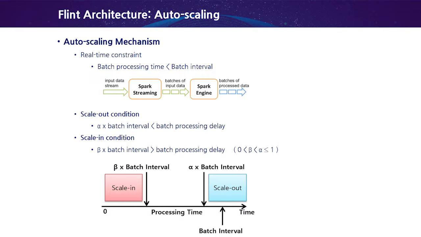This slide shows how Flint triggers scale in or scale out. In Spark streaming, batch processing time should be shorter than the batch interval. So Flint tries to keep the batch processing time within two thresholds, and of course these two thresholds are configurable. Flint keeps monitoring batch processing time and compares it to the batch interval. If the processing is completed too early, Flint scales in the application. If the processing takes too long, then Flint scales out the application.